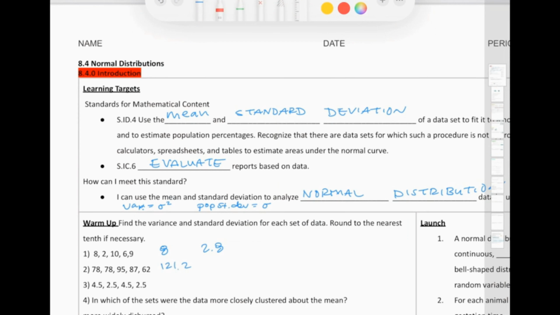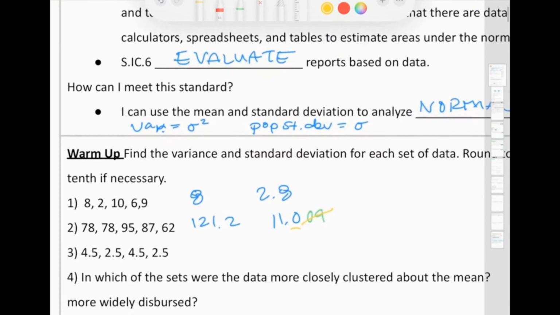And I just took that number 11.0, because remember it was like 0.9, and that number is between 0 and 5, so that number stays. So I don't really need those numbers.